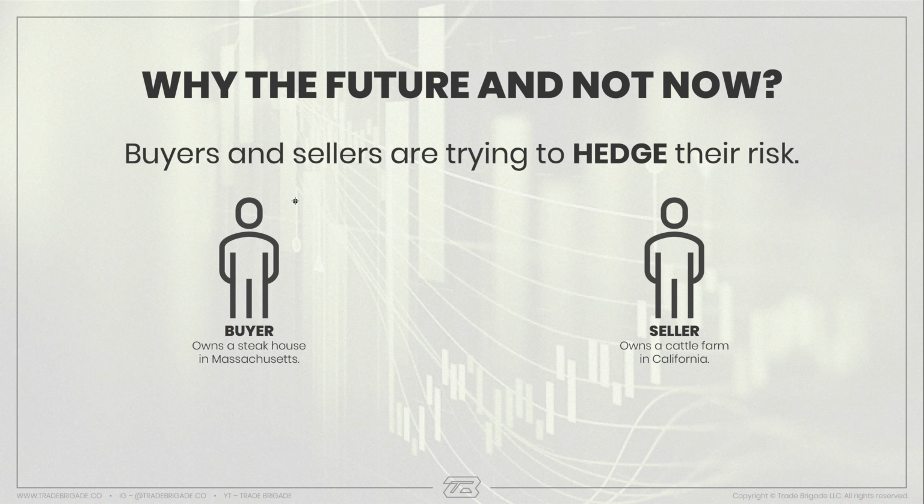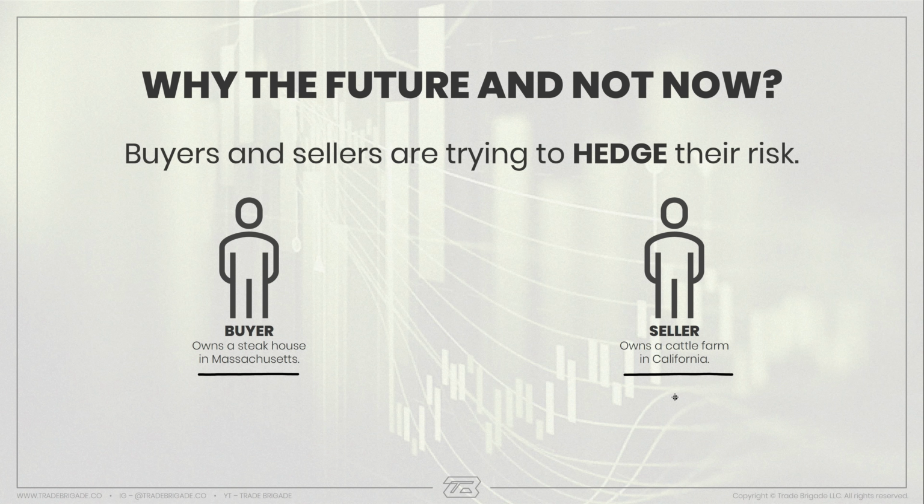Back then, buyers and sellers were actually trading goods. And what they were trying to do was set themselves up for success. So our buyer over here on the left owns a steakhouse in Massachusetts. And our seller over here on the right, let's say she owns a cattle farm in California. These two people are trying to be as effective as possible in running their business. The buyer wants to be able to secure steak or beef prices at a good price. The seller wants to ensure that they're making money and hedging against future market volatility.